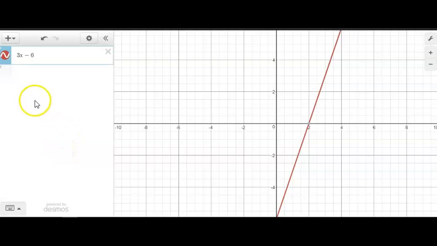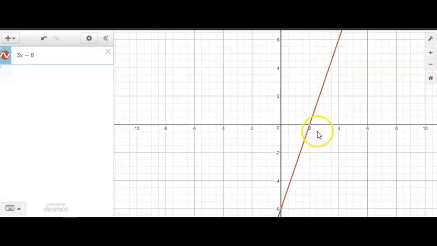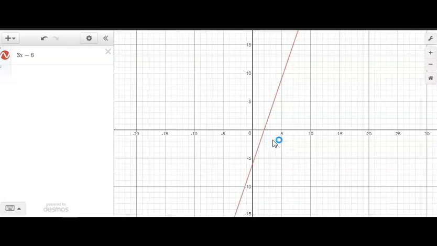Here's the graph of the original function, y equals 3x minus 6. Remember, when using Desmos graphing calculator, you don't have to type the y equals part. You can just type whatever's on the other side of that equal symbol. So here's the function. Now, this one was a pretty straightforward example.